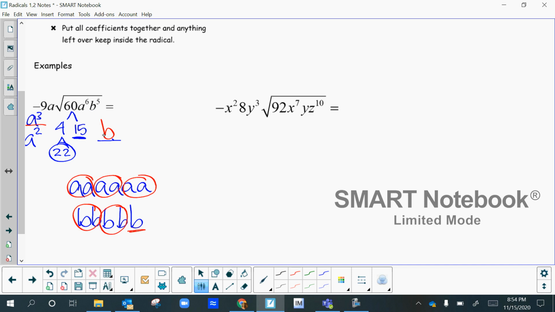All right, and so you can see I have 2 B's that came out and I wrote A again over there. I don't know why I'm stuck on A. That should have been a B. So B squared, because I have 2 of those that came out, and I had 1 left over, which is why I put it right there.